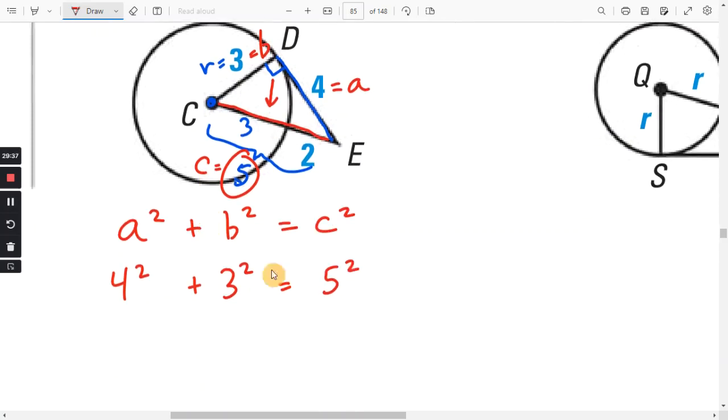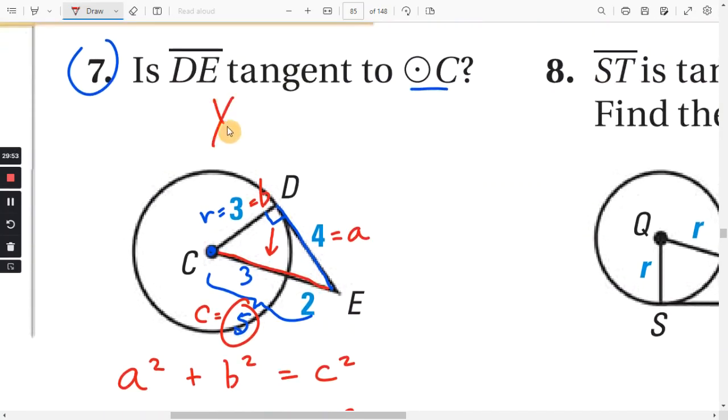All right, you can use your calculator, but 4 squared is 16, 3 squared is 9, 16 plus 9 is 25, and 5 squared is 25. So it checks out. All right, so the answer is yes.